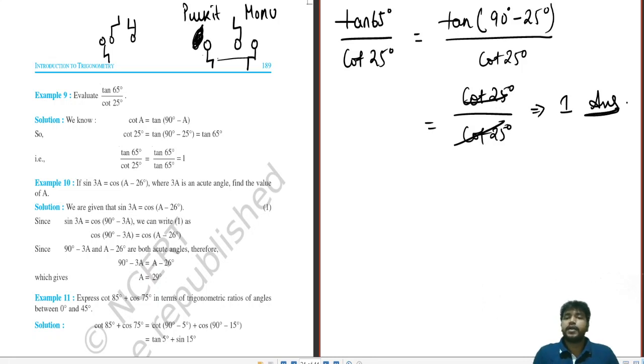Cutting it off is my favorite part. Obviously it would be yours also. Could be, or could not be. So this is how you solve the sums.